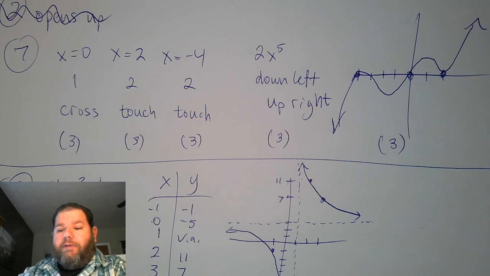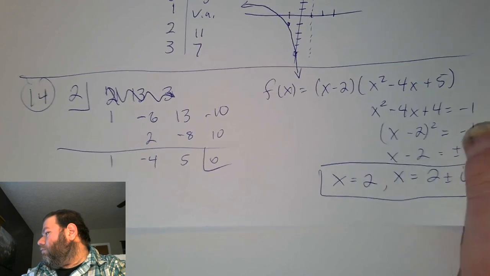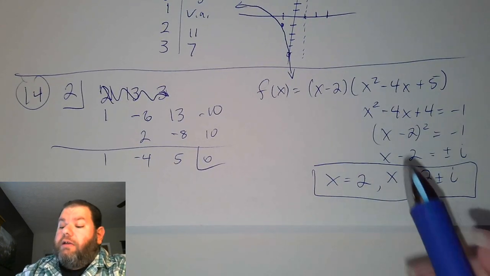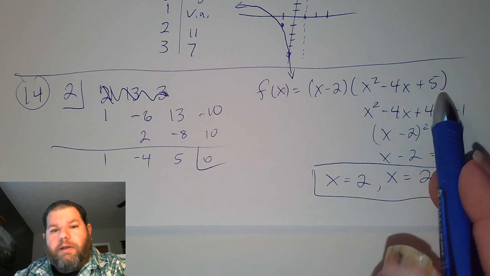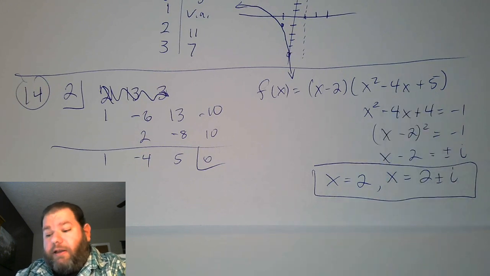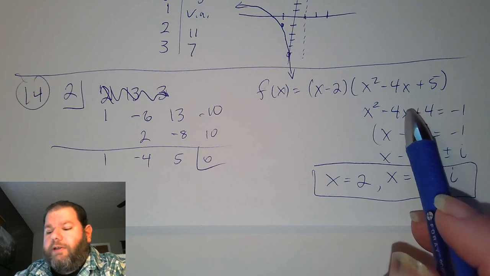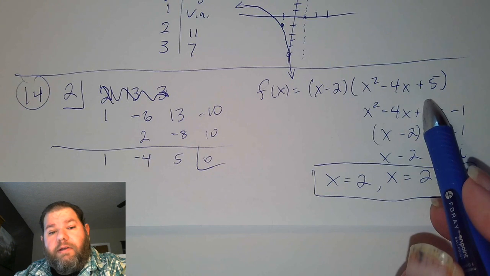The other biggest mistake I saw on the exam was on 14. A lot of you thought this was factorable right here, x squared minus 4x plus 5. And it initially appears to be. And actually, I had a question, I think it was number 2 on the test, where it was x squared minus 4x minus 5.